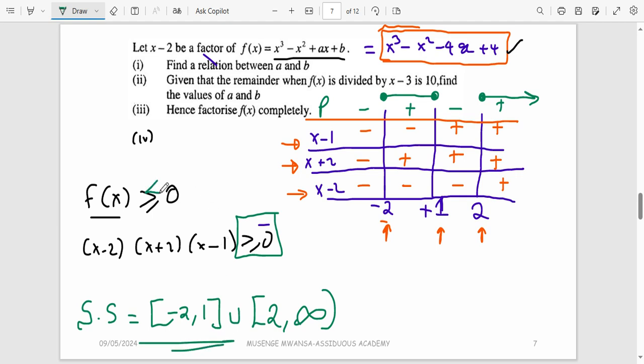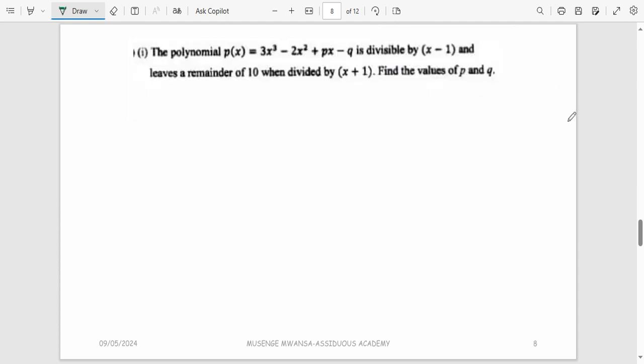So if the question was less than, the answers you get where it is negative, here going in this direction, and also between here and here. That's how you answer this. Okay, so this was from last year's exam. Is it exam or test one?